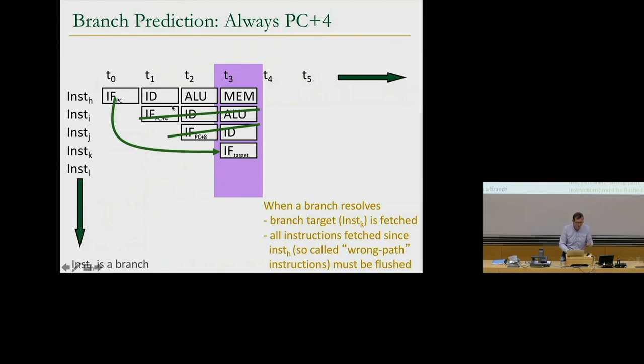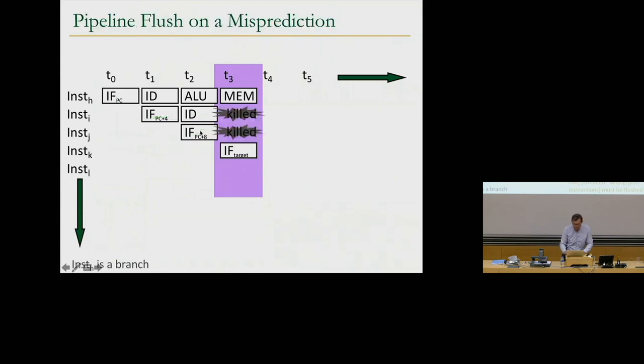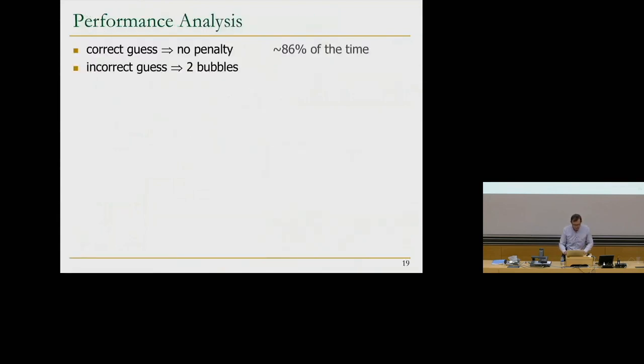I've shown you this already, but this is another picture of it. So the wrong path instruction must be flushed. In this case, you basically fetch 2 wrong path instructions because the branch resolves in the ALU stage, and you fetch the next instruction, the fetch in that next cycle. So you basically need to flush the 2 instructions that come after the branch. So kind of kill them. Okay, so let's do some calculations, some more performance analysis. Basically, for a correct guess, you have no penalty. For an incorrect guess, you have 2 bubbles in this case.